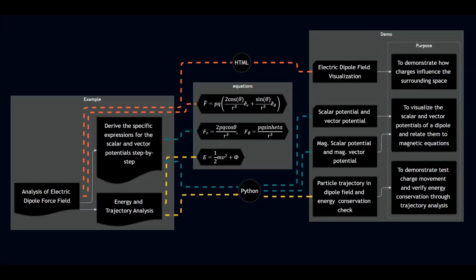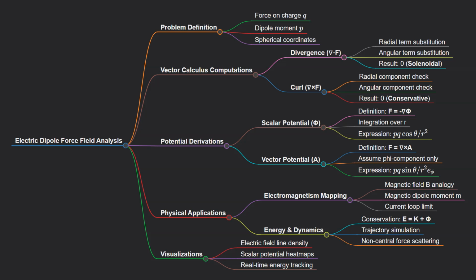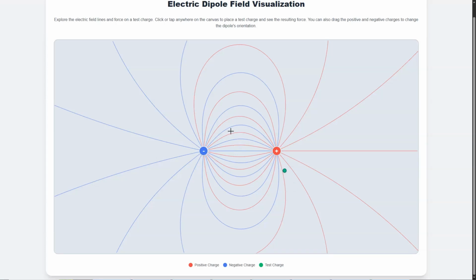The invisible architecture of power. Unveiling the dual nature of the electric dipole. At the heart of many natural phenomena lies the electric dipole, a simple yet profound arrangement where a positive and a negative charge are locked in a permanent dance.